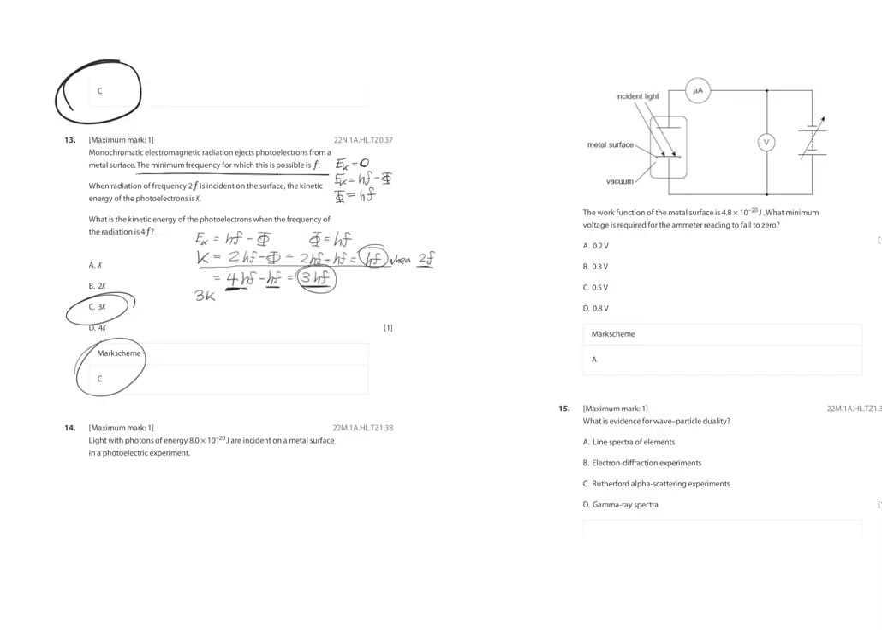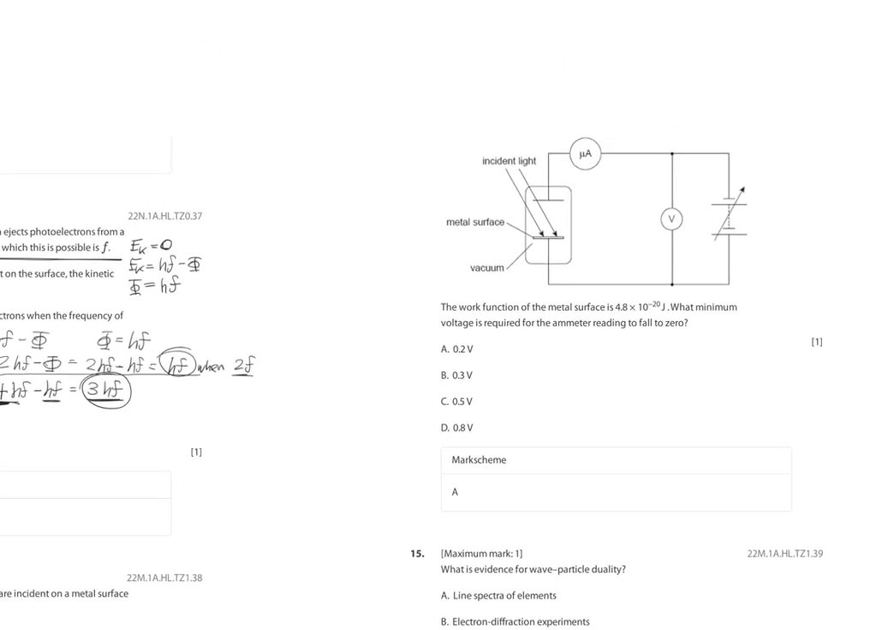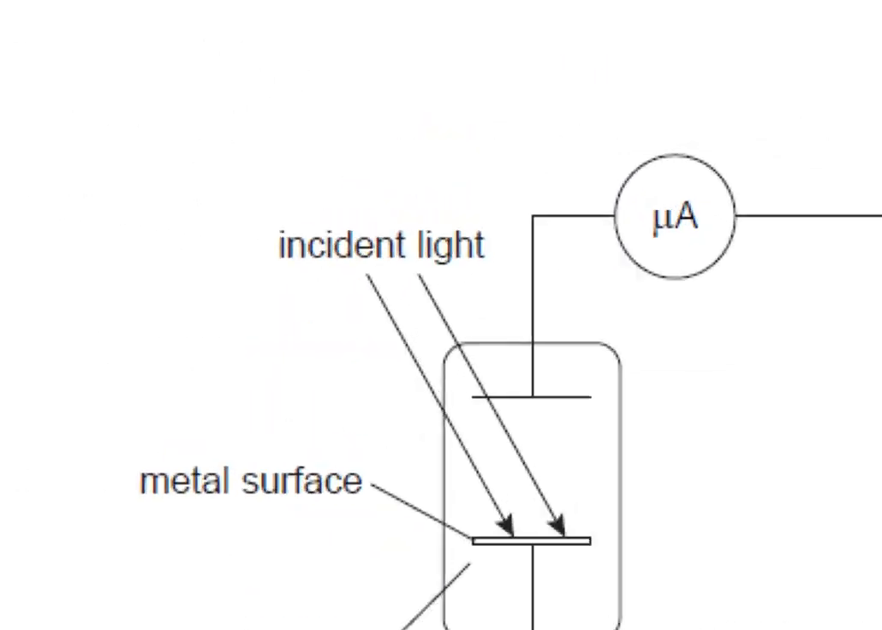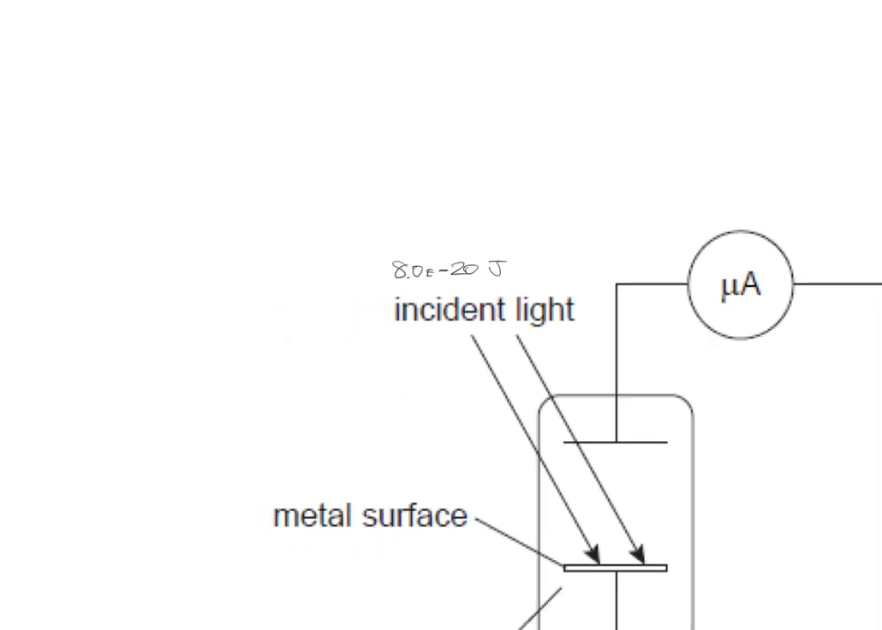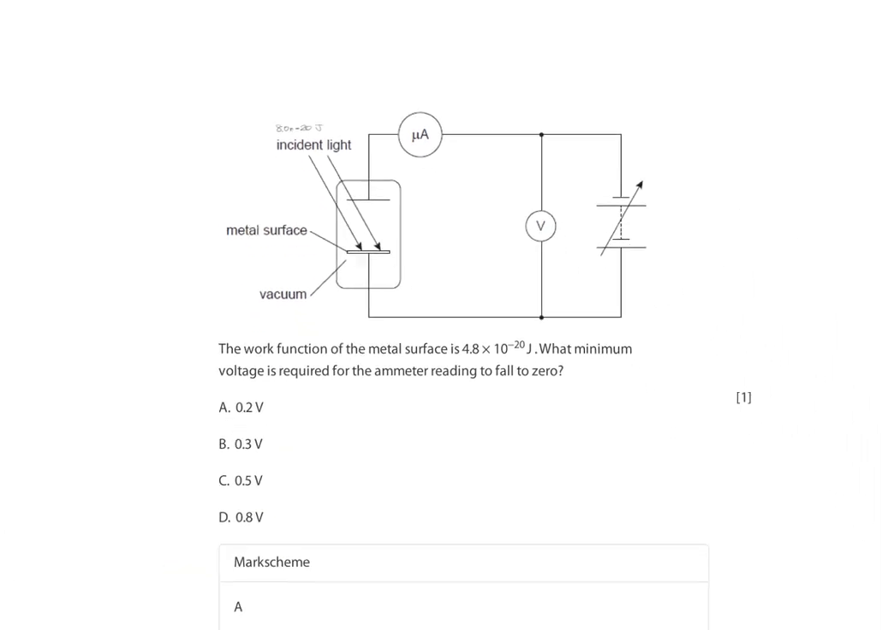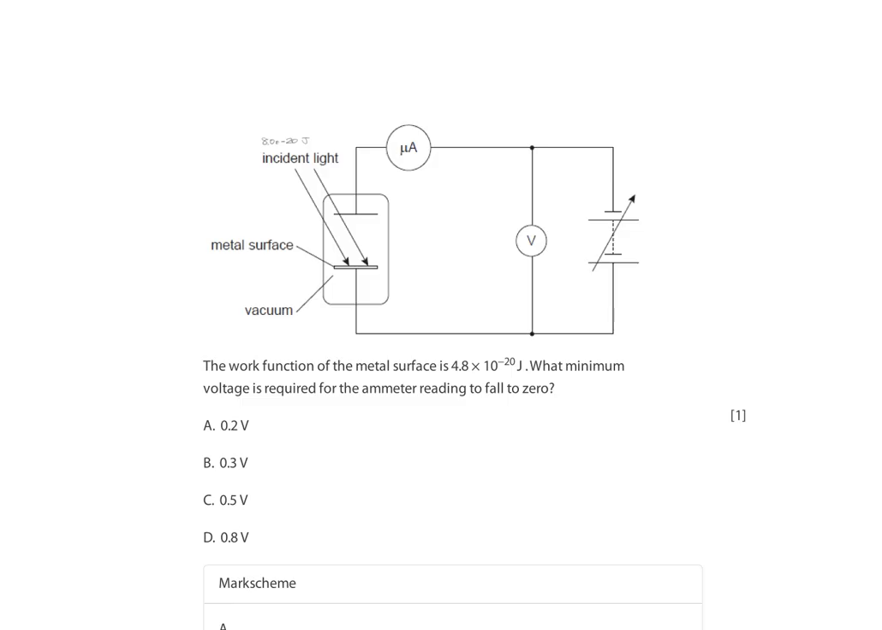Anyway, number 14. We have a photoelectric effect setup, and it says the work function for the metal is 4.8 times 10 to the negative 20 joules. What's the minimum voltage required to kill the ammeter? Oh, and it says light with photons of energy 8 times 10 to the negative 20 joules are incident on the metal surface. Let's write that here: 8 times 10 to the negative 20 joules for the light. Okay, and the work function is 4.8 times 10 to the negative 20 joules. The minimum voltage to get the ammeter reading to fall to 0.